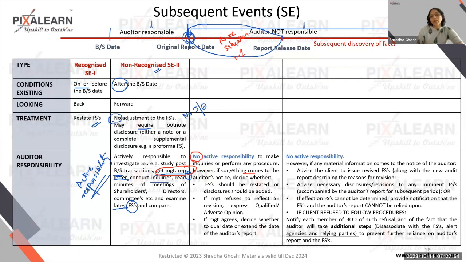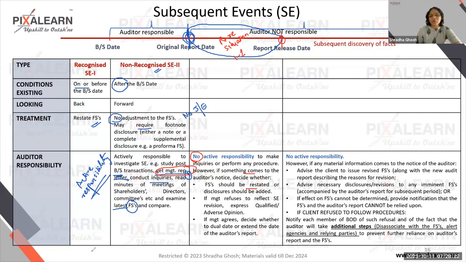So what you should be doing, please understand, in case the report has still not been released, but there's something which has come to your notice, which is extremely material, you need to decide whether you want to restate your financial statement. So understand what that particular thing is related to. Is it a recognized or a non-recognized subsequent event? If it is recognized, go and restate your balance sheet and give a footnote disclosure. If it is non-recognized, just give a footnote disclosure.